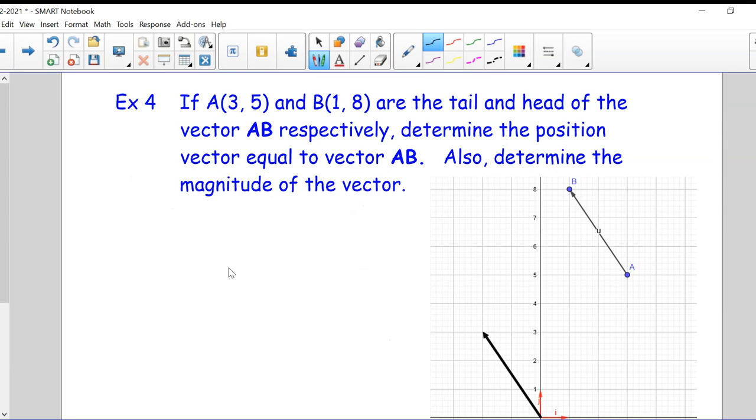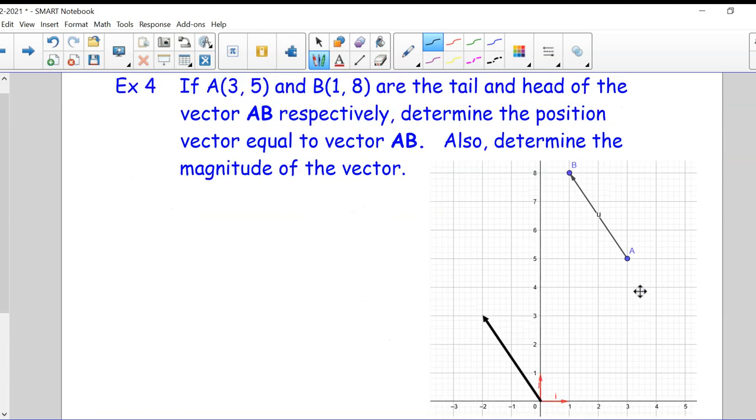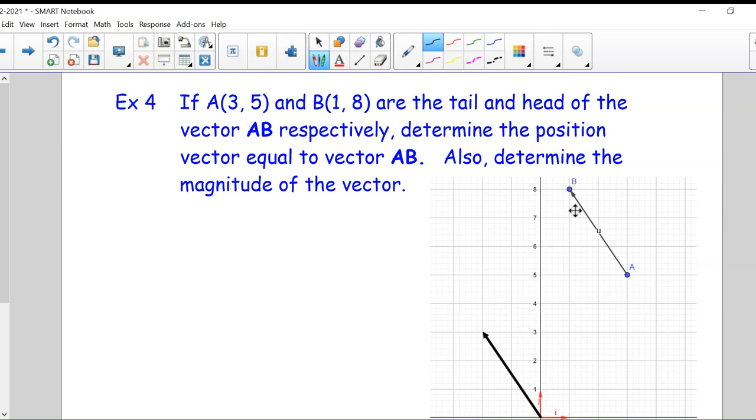Now, what about this? If A is a point, it's not like they're saying OA or anything. A is a point, and you can see on my diagram right here that A is at the point (3, 5) and B is at the point (1, 8). This is not a position vector. Let me just stress that. That's just a vector running between two points. So the u vector right now runs from (3, 5) to (1, 8).